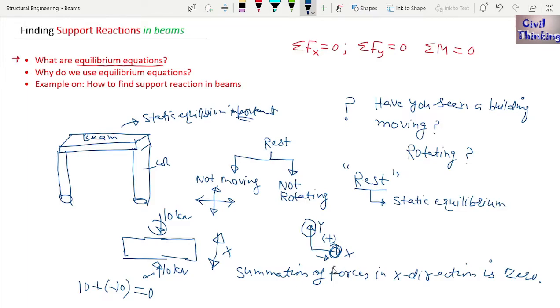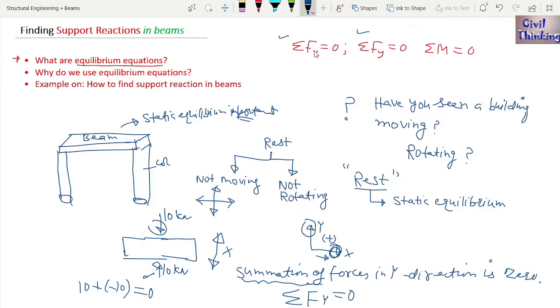Now the summation of forces in x direction, how do we write that mathematically? You know the symbol for summation is like this, right? In mathematics, if we want to write the summation of something, we write summation of forces. Let us denote the forces with F. In x direction let us denote it with a subscript x, equal to 0. That's what I write here. Similarly, the summation of forces in the y direction is 0, so here we will write y. That's why I write this.